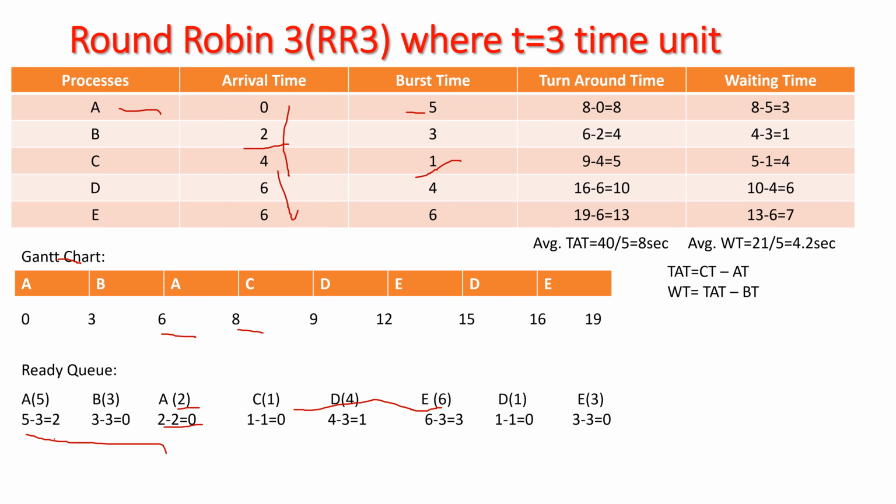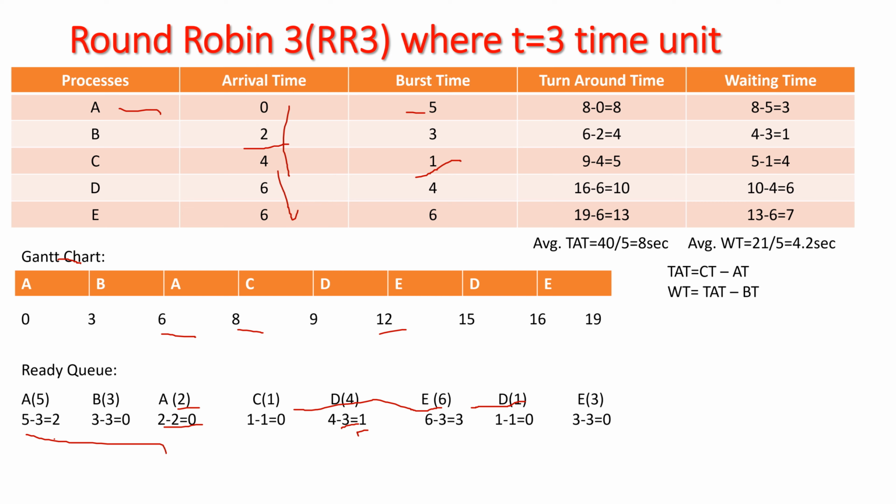Then D will be executed for 3 time units. So 9 plus 3, 12 time units. But it has a burst time of 4, so 4 minus 3, 1. So 1 burst time is left for its execution. It will be placed after E because its execution has not finished.